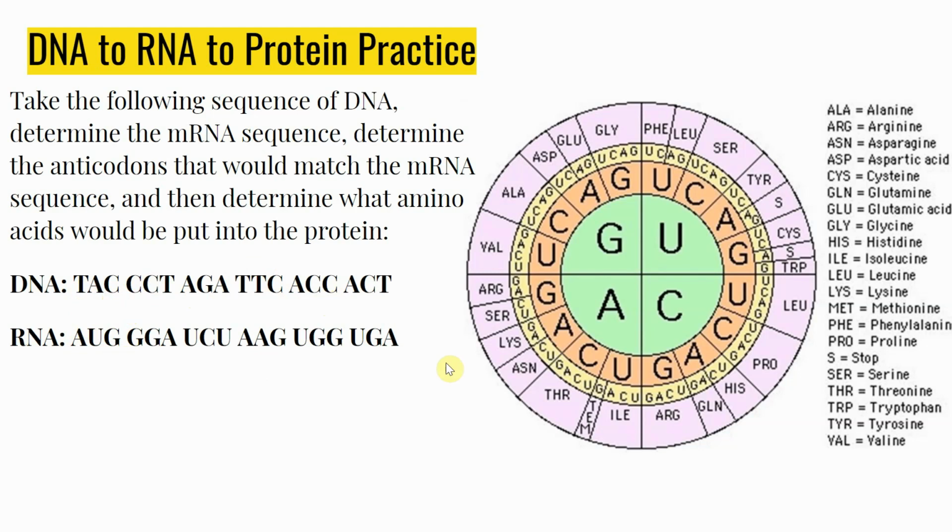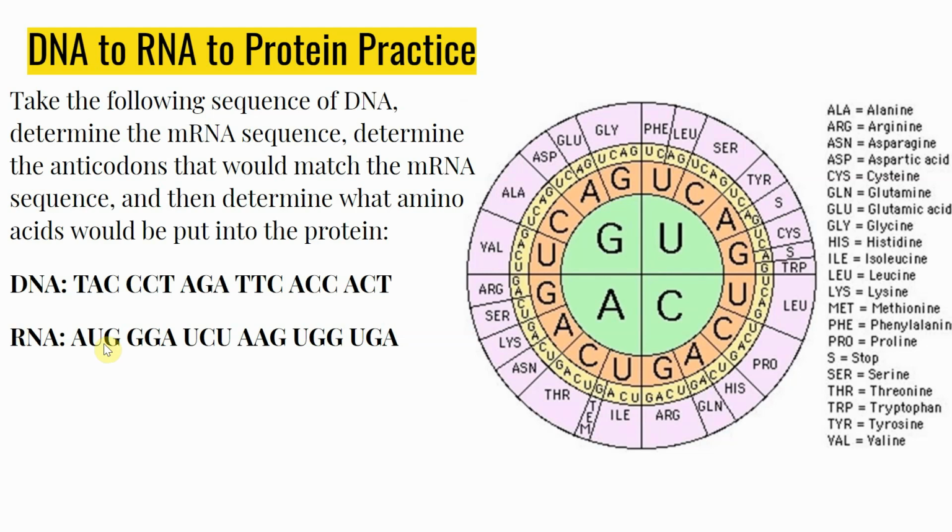So what we should have for our full RNA sequence is A, U, G, G, G, A, U, C, U, A, G, U, G, G, U, G, A. So hopefully you got this as being the RNA sequence.